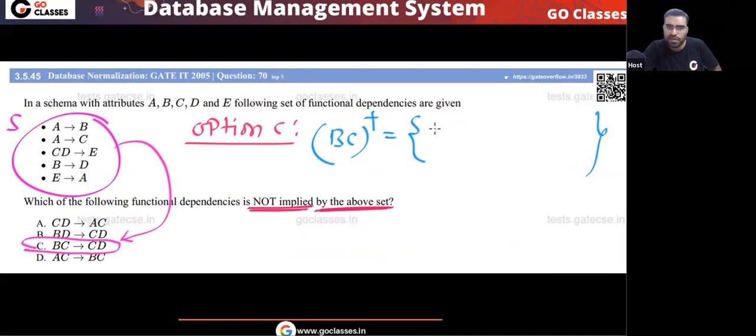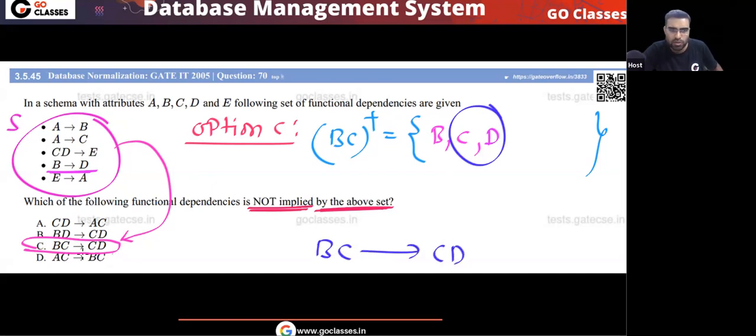BC can determine BC because of reflexivity. Now, B can determine D, so you got D also. Now you can stop. Do you agree with me? You can stop because BC can determine D. You can easily notice BC can determine CD. Yes or no? So I can say this option C is actually implied by S.